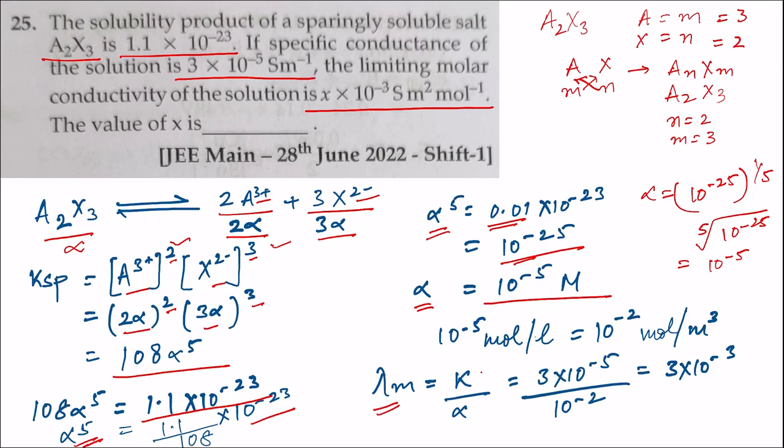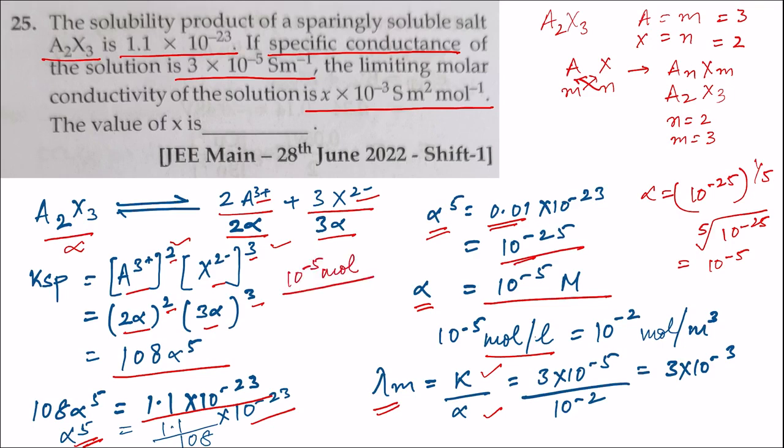Now lambda m, that is molar conductivity, is equal to conductivity, or specific conductance, divided by alpha. The value of specific conductance is in per ohm per meter, whereas alpha is in moles per liter. So this moles per liter has to be converted into moles per meter cube. The unit of length has to be in meters because in the specific conductance the unit of length is in meters. Now how to convert moles per liter to moles per meter cube?